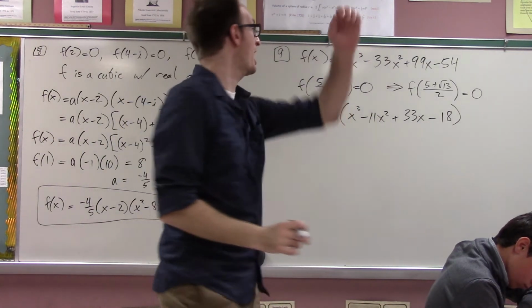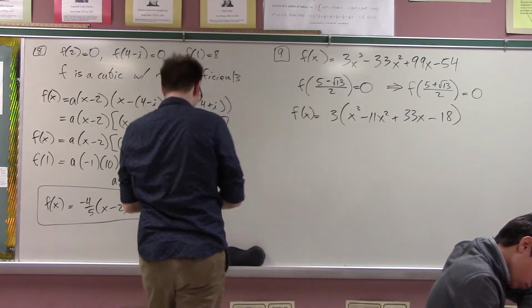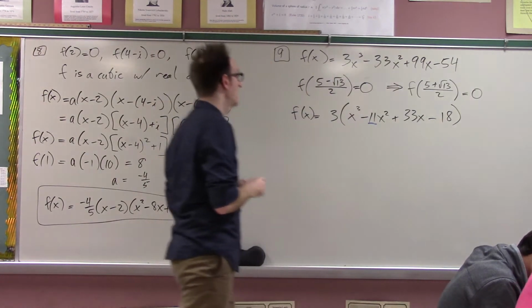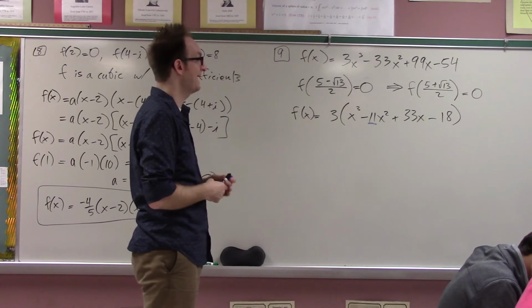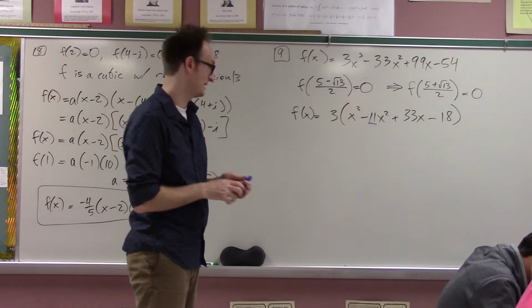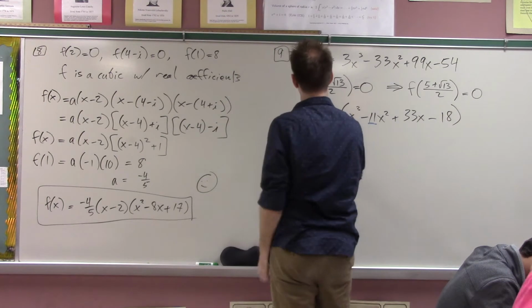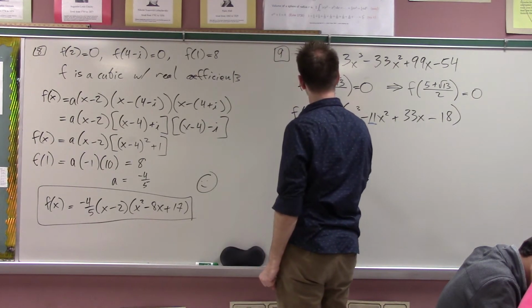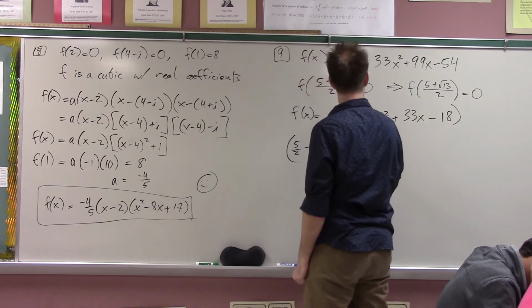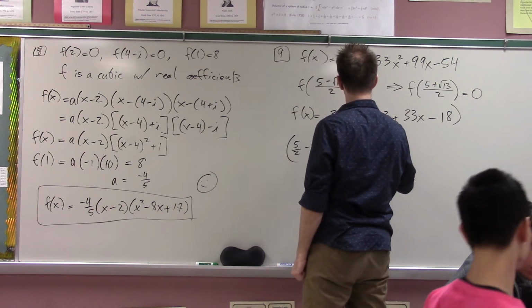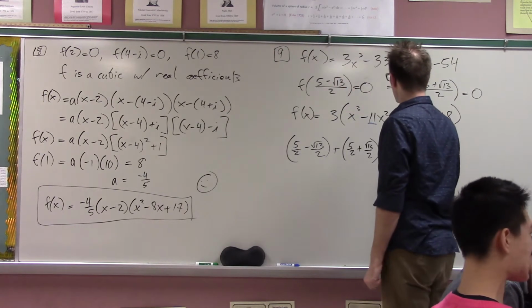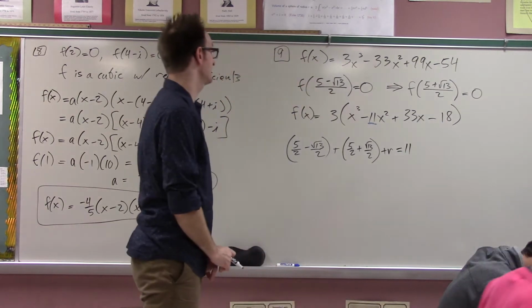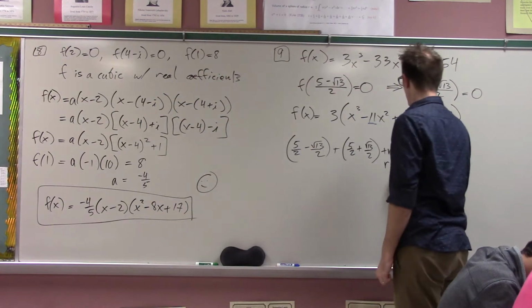Okay, and so now that I have it written this way, I know, based on the thing we derived last class, that the sum of the roots must be 11 and the product of the roots must be 18. So if the sum of the roots has to be 11, then I can just say, 5 halves minus root 13 over 2 plus 5 halves plus root 13 over 2 plus this mysterious third root has to be 11. And that tells me that r has to be 6. You can just basically do the whole thing, right?